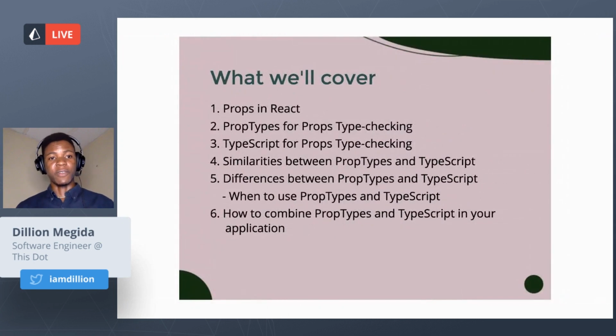And this is what we'll be covering. So we'll be looking at props in React briefly, and then we look at prop types for props type checking, and then TypeScript for props type checking. We look at the similarities between prop types and TypeScript, and then the differences between prop types and TypeScript. And in section 5, we'll also understand scenarios where you may want to use prop types over TypeScript, or where you may want to prefer TypeScript over prop types. And then lastly, we'll look at how to combine prop types and TypeScript in your application without repeating type declarations.